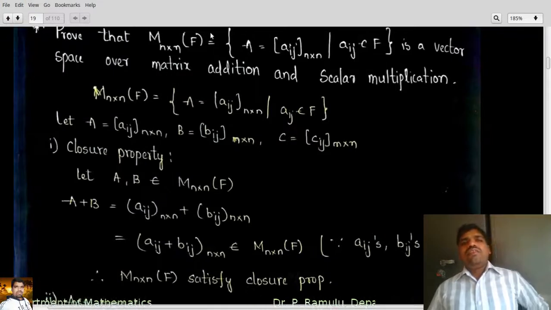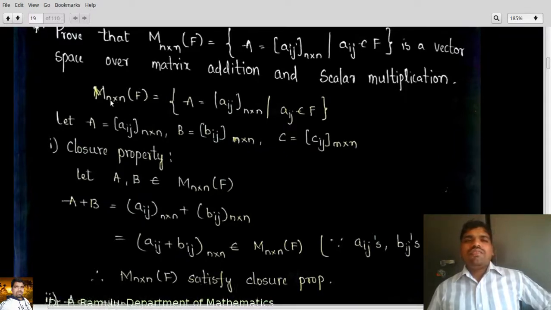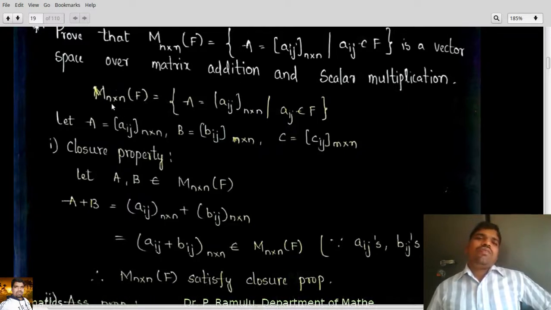Prove that M n cross n over F, the set of matrices A equal to Aij, n cross n, where Aij belongs to F, is a vector space over F under matrix addition and scalar multiplication. Yesterday, in last class, lecture 2, I discussed M 2 cross 2. Here I am putting n cross n in place of 2 cross 2. Just substitute n cross n and we will get the same solution.